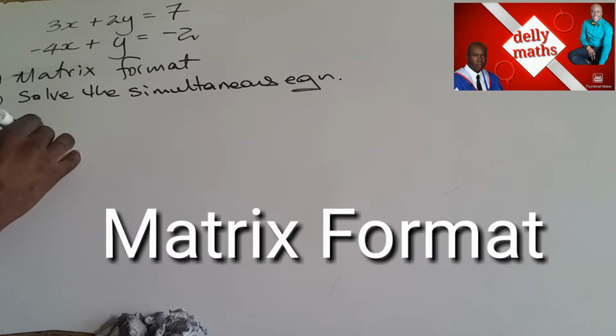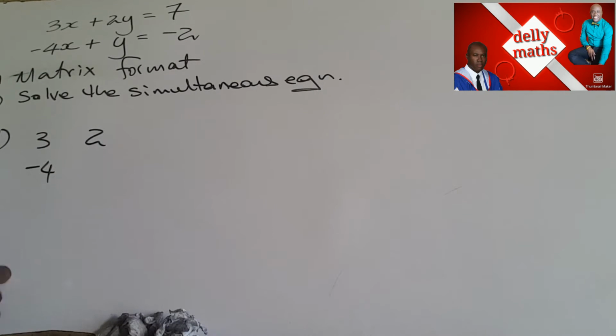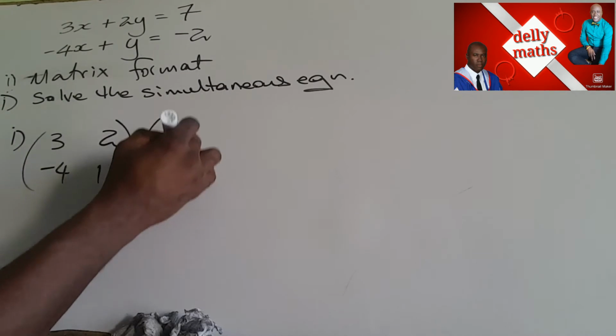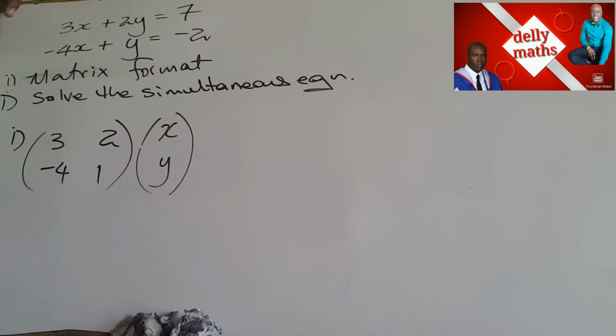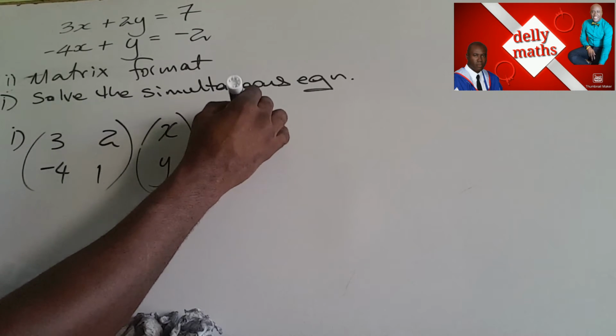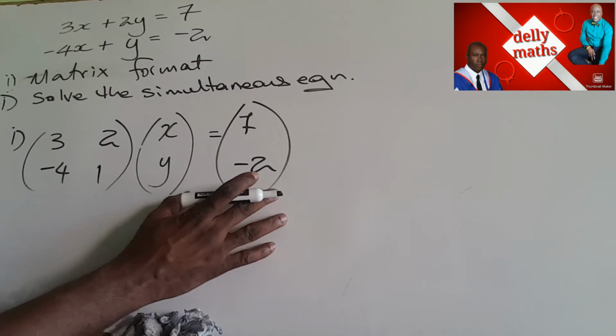For example, 3, 2, negative 4, 1. Alright, so there we have it: 3, 2, negative 4, 1. That would be for the 3 here, the 2, the negative 4, the 1. We have x, y. The reason why I have x at the top is because the first column is x and the second column is y. And this is equal to 7, negative 2. That's that. So this is the matrix format.